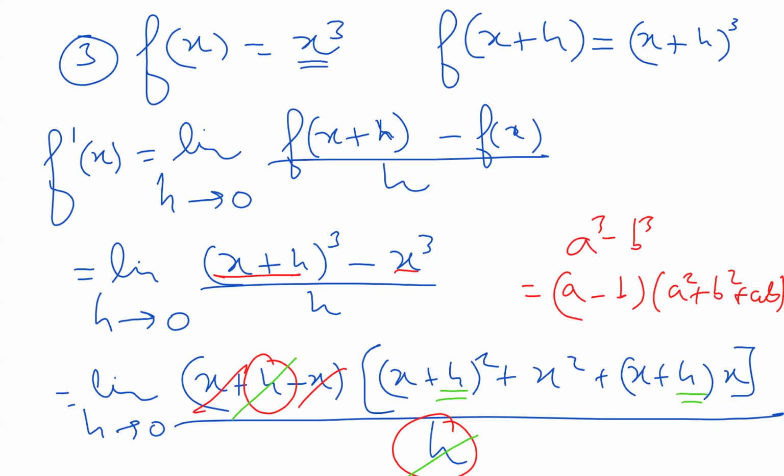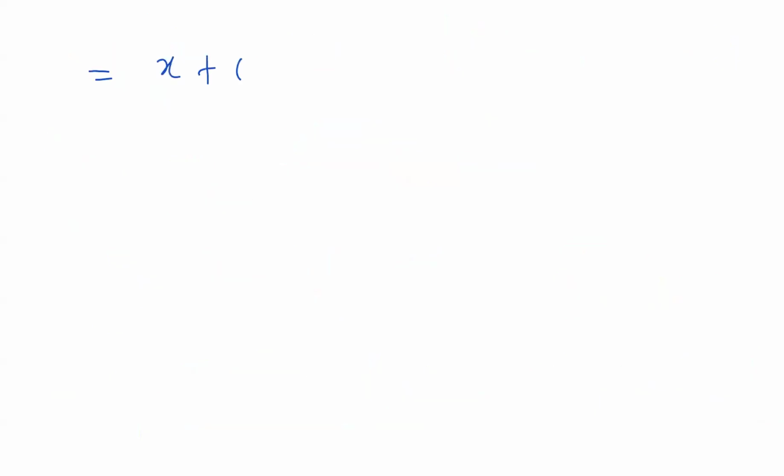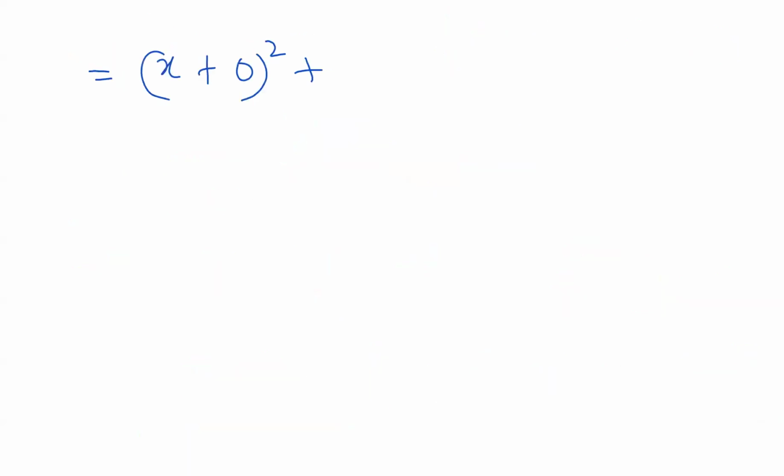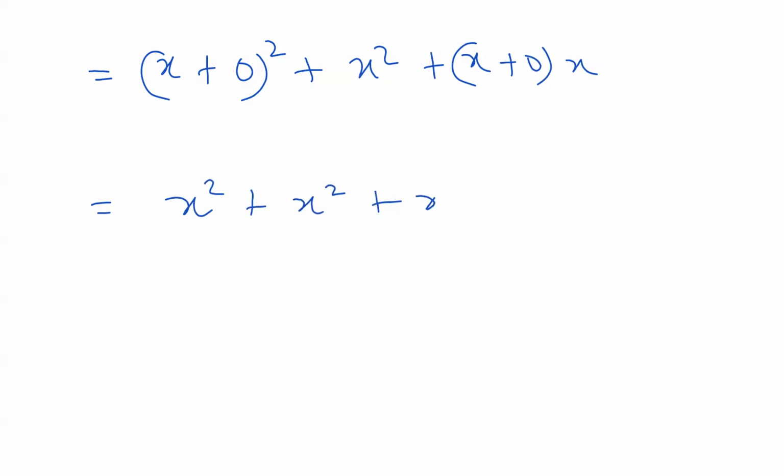So this eventually will be x plus 0 the whole square, because there is no denominator now, plus x square plus x plus 0 into x. So this will be x square plus x square plus x square, which is equal to 3x square. That is the answer for the third problem, right? So let us go to the fourth problem.